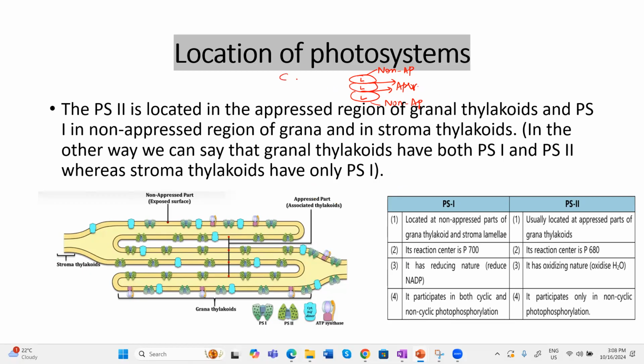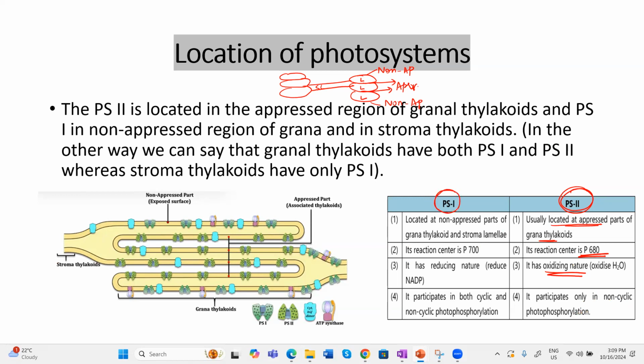Clear? And you have studied in the chloroplast structure. This is again grana and this is stroma lamella. So this stroma lamella also does not have any appressed region. It means stroma lamella will also lack PS2. So please see, PS2 is located in the appressed region of grana. Its reaction center is 680. It is the one which is going to do the photolysis of water, meaning it is removing the hydrogen, or you can say it is separating the oxygen from the hydrogen. Is it clear?